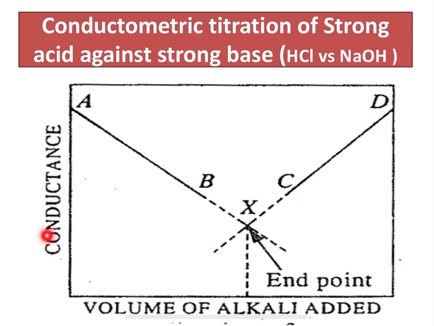This is the conductance on the y axis and volume of NaOH on the x axis. From the graph, the volume of NaOH corresponding to the point of intersection is noted down, and the end point of the titration is found out. So, this is how we are going to do the experiment.